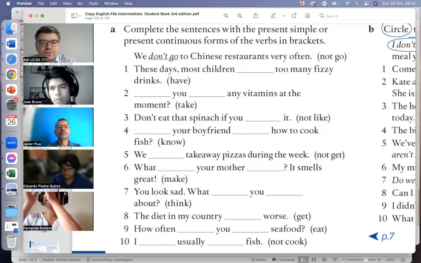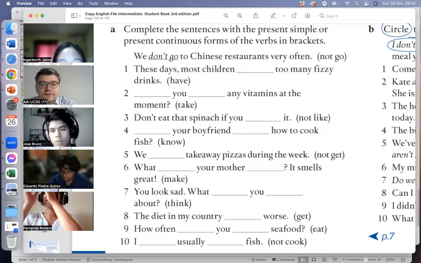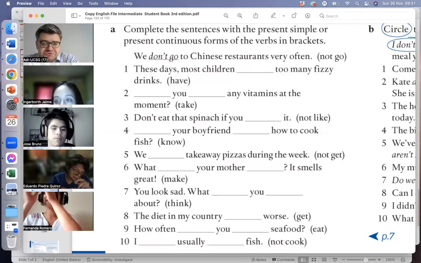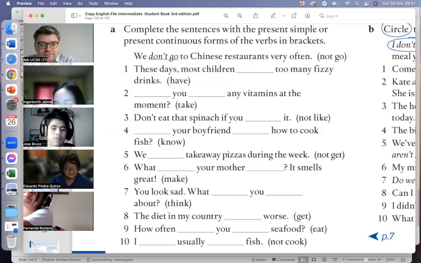Number 4, who would like to do that? Yes, Ingeborg. Number 4, does your boyfriend know how to cook fish? Very good. Again, general truth, something general that you would think, not necessarily we're talking at the moment of speaking. In general, does he know how to cook fish or no? Good.